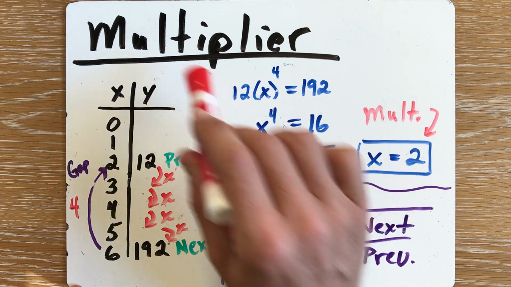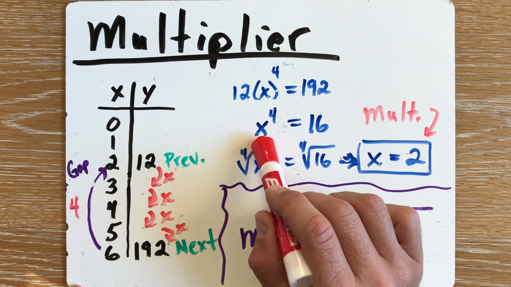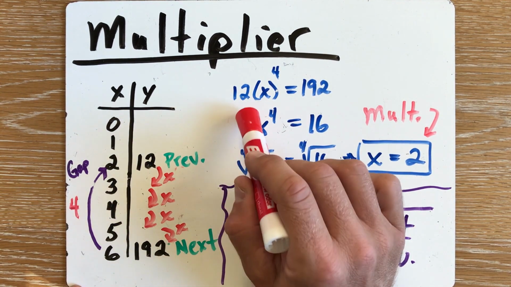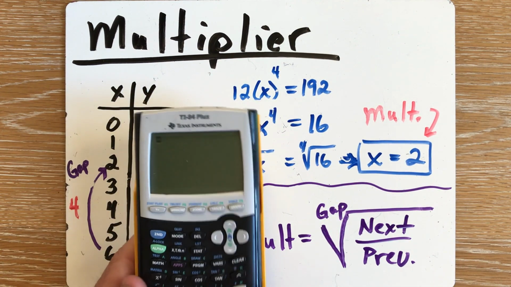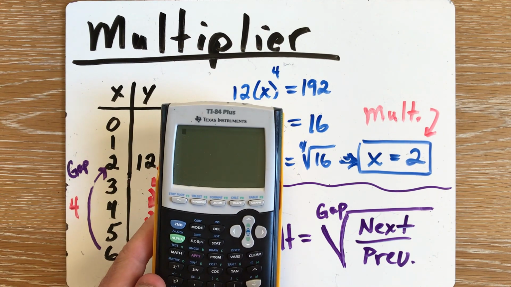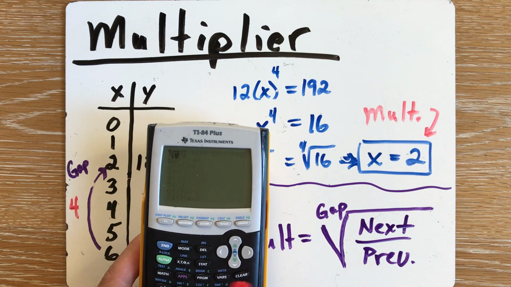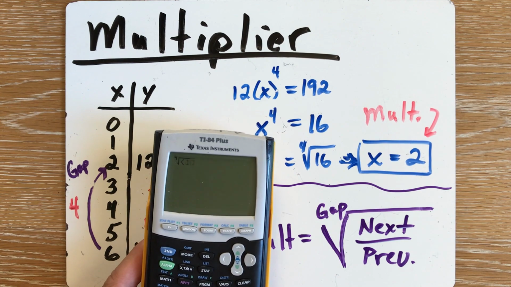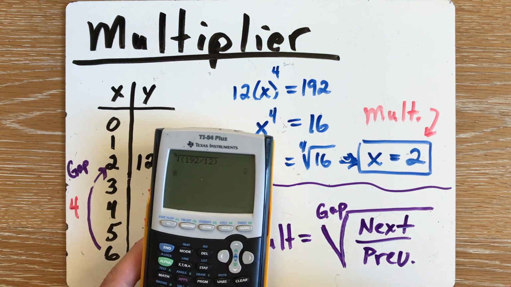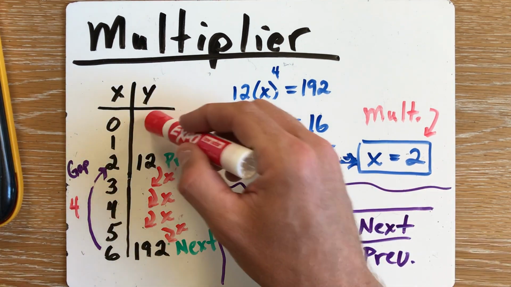To solve for the multiplier, you could simply divide both sides by 12 and you get 16. Then, to get rid of that fourth power, you take the fourth root of both sides. The way you do the fourth root of 16 on your calculator is like this: type in the 4 first, then go math 5, parentheses, and then do the part that made the 16, which is 192 divided by my previous 12, that's my next and previous, and I get the answer of 2, which is my multiplier.